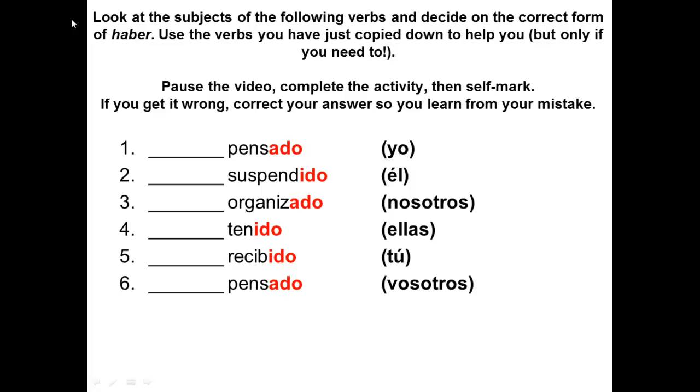Por ejemplo, número 1. He pensado, I have thought. Número 2. Ha suspendido. He or she or you formal has or have hung up or failed or suspended. Número 3. Hemos organizado. We have organized. Número 4. Han tenido. They have had.